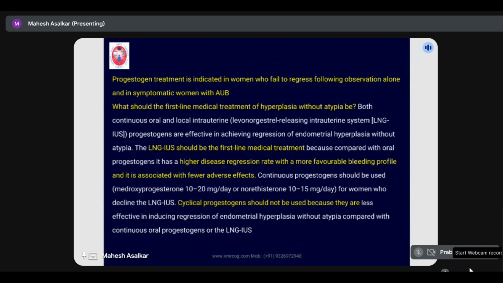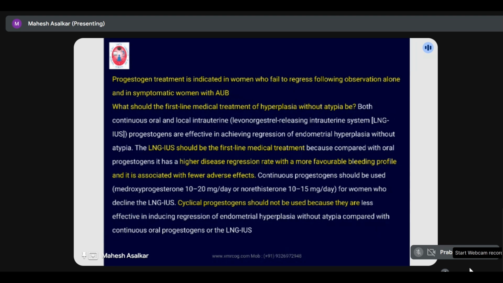It is indicated in women who fail to regress following observation alone or in symptomatic women with AUB. So those women who fail to regress following observation, and those who are symptomatic with AUB, these women you have to start on progesterone. Okay, now, what should be the first medical treatment of hyperplasia without atypia? Both oral and intrauterine progesterone, that is LNG-IUS, are effective in achieving the regression of endometrial hyperplasia without atypia.